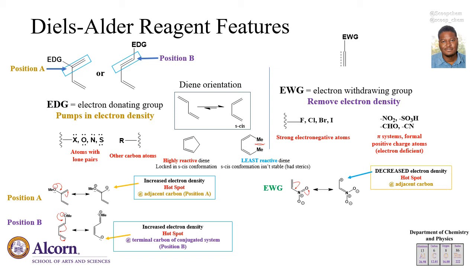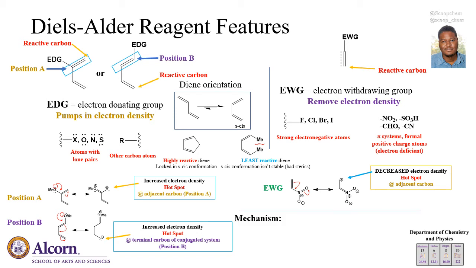All right, so let's review that really quickly. If I have an electron donating group in position A, again, we're going to say that this carbon that's adjacent is going to be our reactive carbon, the electron rich carbon. If I consider having an electron donating group in position B, then the carbon at the end of that system is going to be reactive. And if I have an electron withdrawing group, I make the neighboring carbon the reactive carbon.